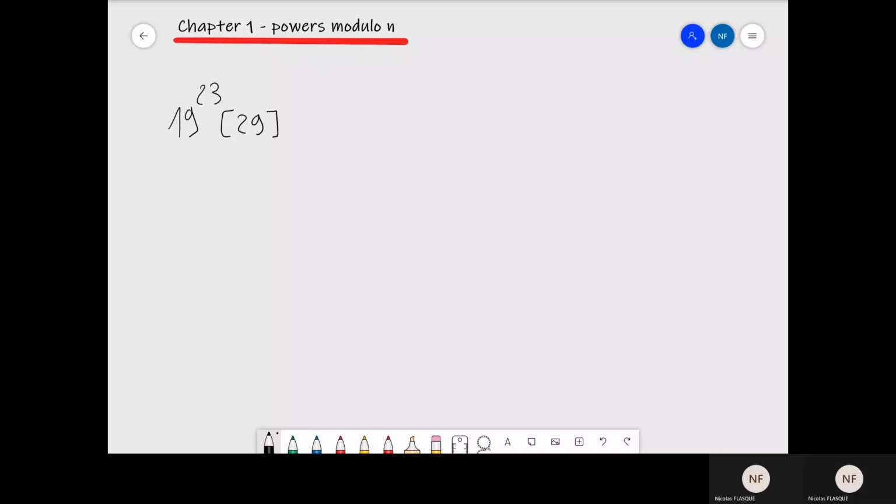So hello again, it is the third and last video about efficiently computing powers modulo n. So this is still the expression. We have to compute 19 to the power of 23 modulo 29.